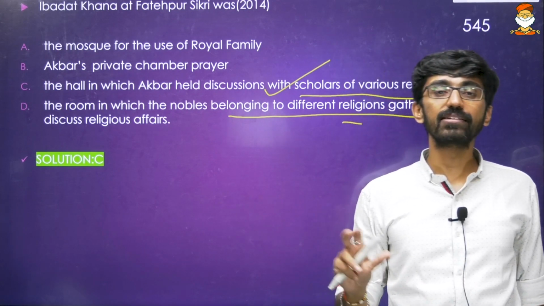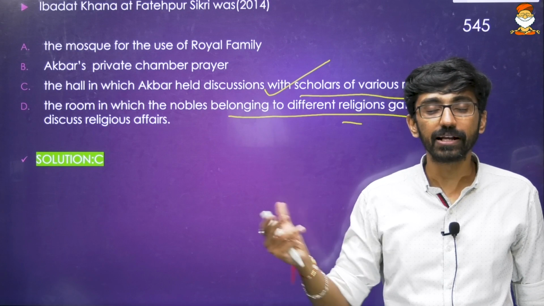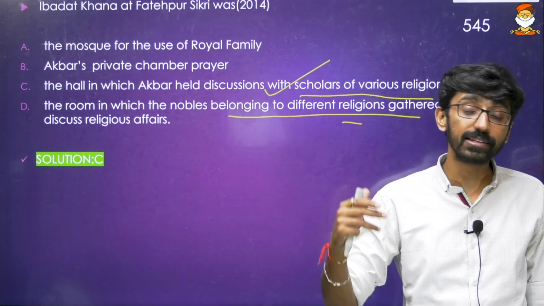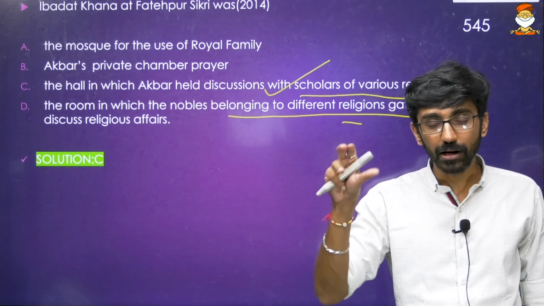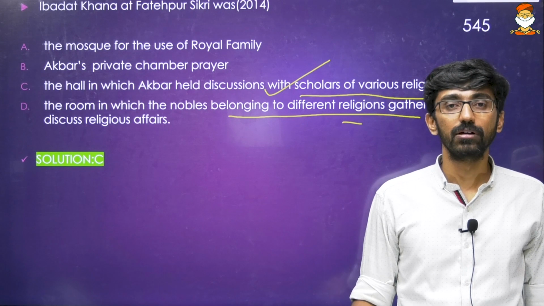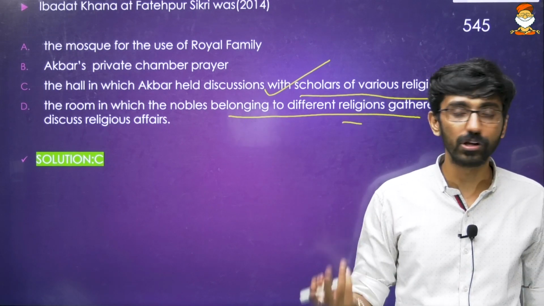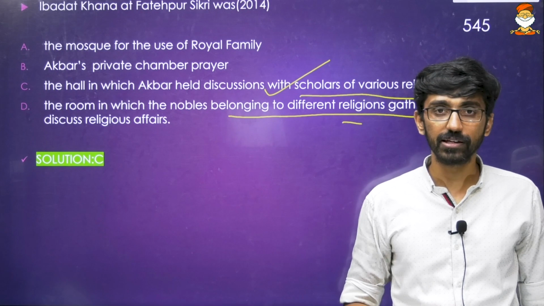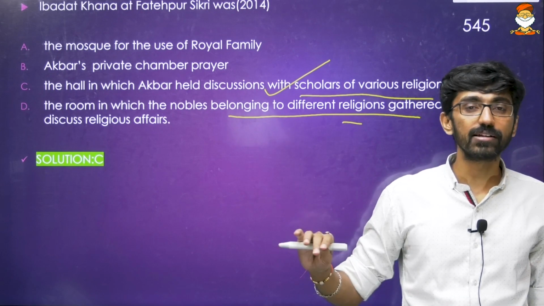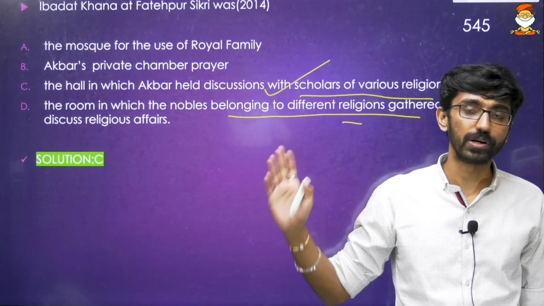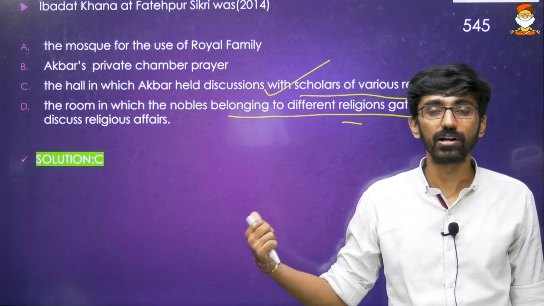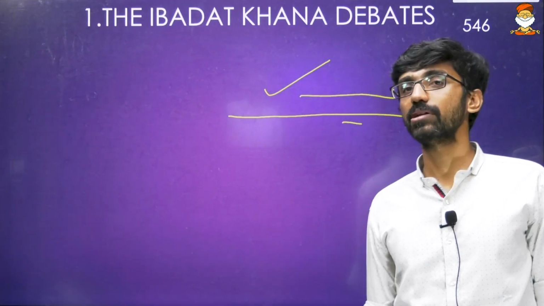Initially only Islamic scholars came, later he allowed other scholars also, even atheists came, to know the real truth behind every religion. But instead of discussion, these people started wrangling and arguing among each other, like we are seeing in our TV debates today. That is the reason Akbar was disappointed with it, and he closed this particular hall in 1582. So this is called the Ibadat Khana debates.